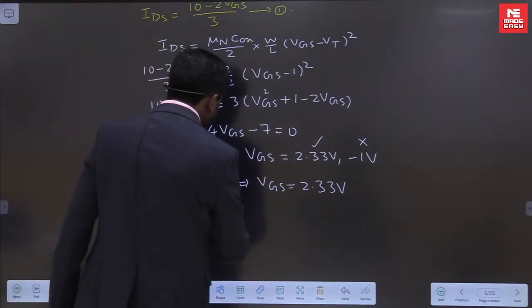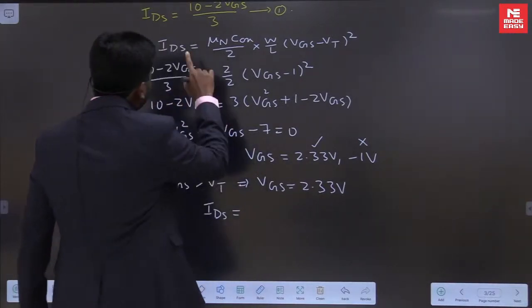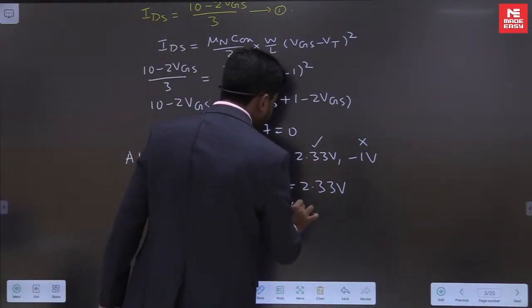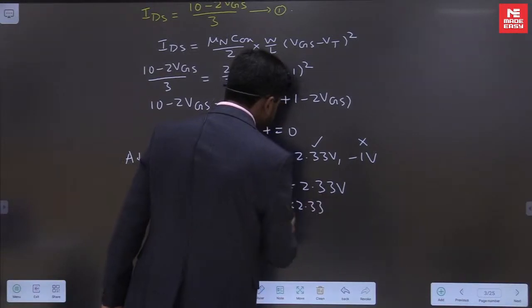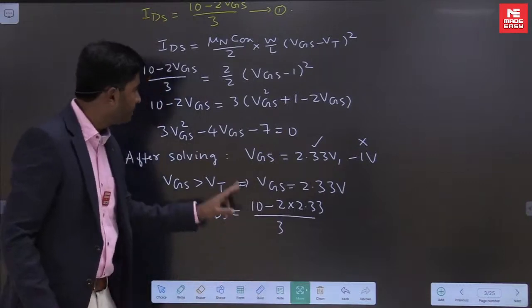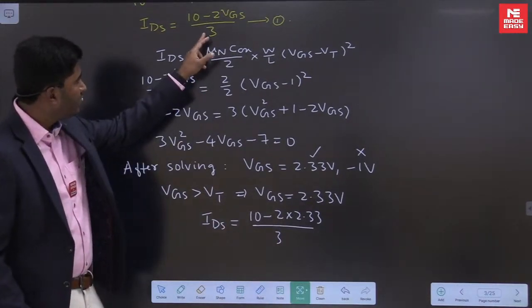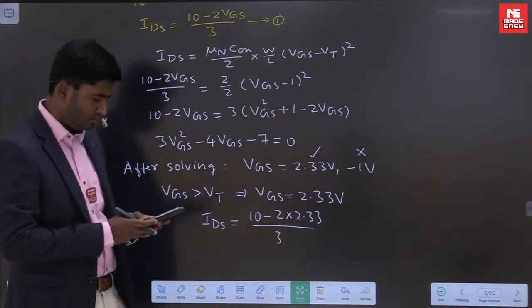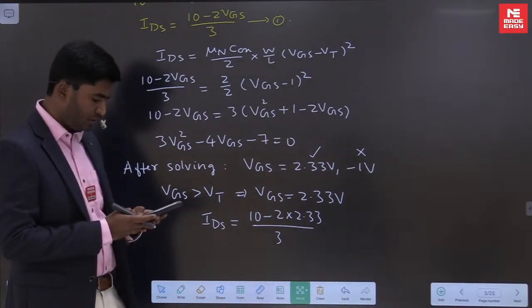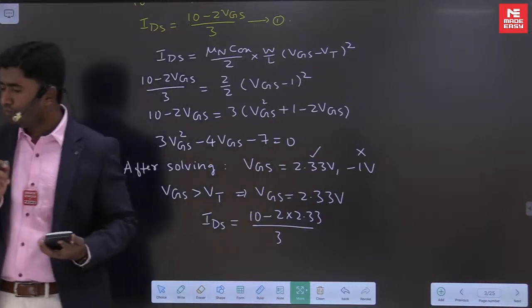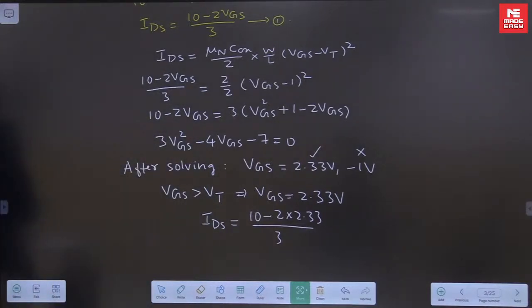Current IDS is equal to 10 minus 2 VGS, 10 minus 2 into 2.33 divided by 3. I'm using this equation 1. Drain current is equal to this much. So from here you obtain drain current. You can also keep doing calculations and tell me your answers also. Drain current is equal to 1.78 milliampere.